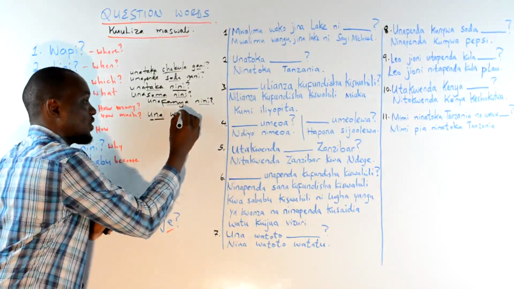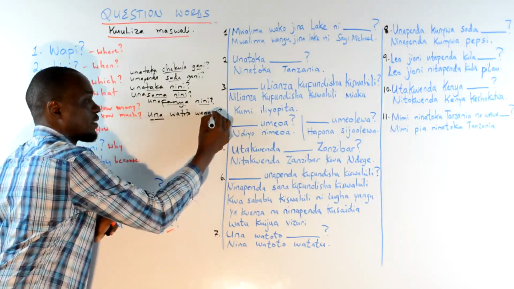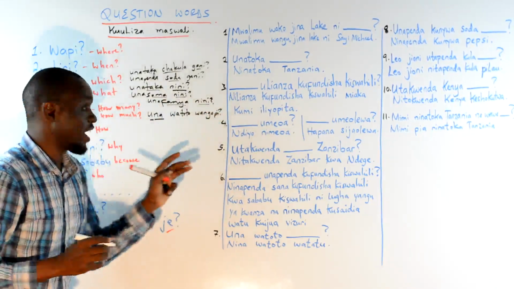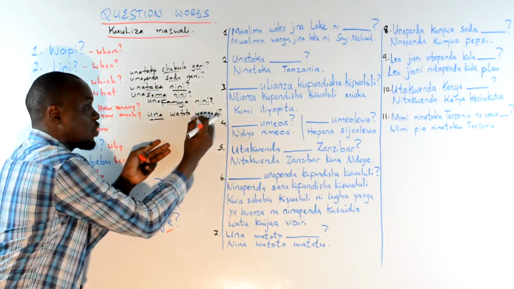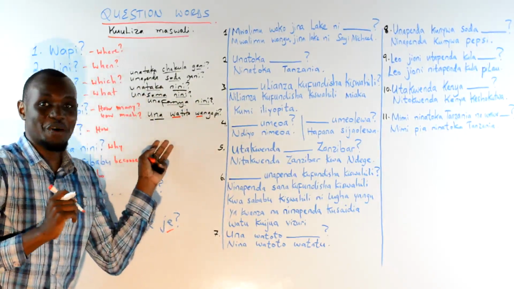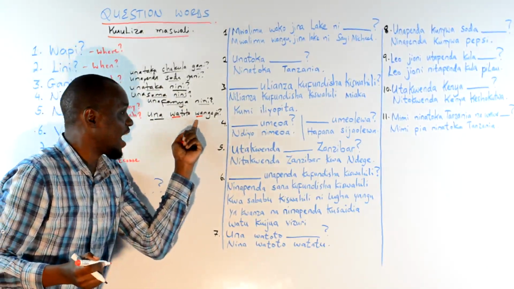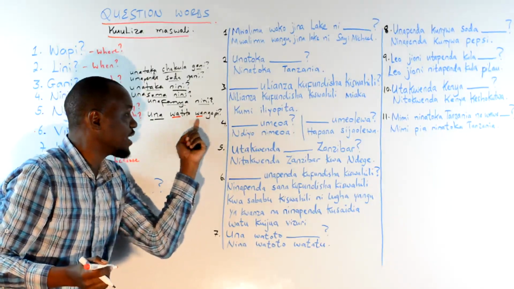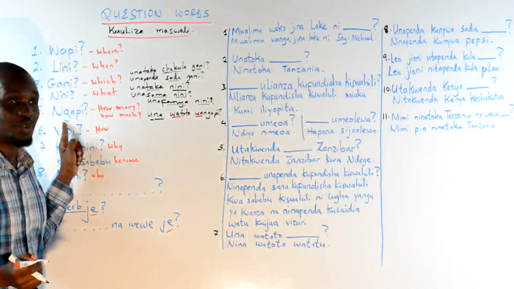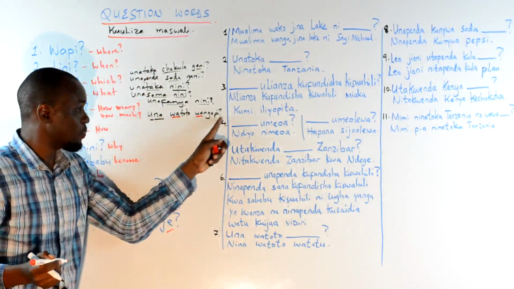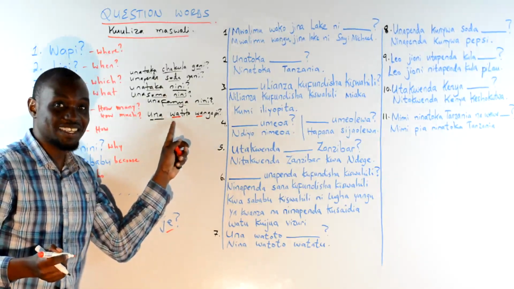Una watoto wangapi? So it's ngapi, but here we say wangapi. We say wangapi because of watoto. Una watoto wangapi? So because una, you have watoto wangapi, you have children how many. Ngapi we say after the noun, but it follows the noun you used in that sentence.